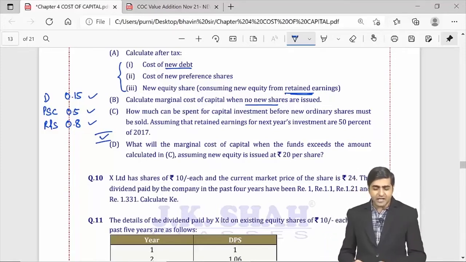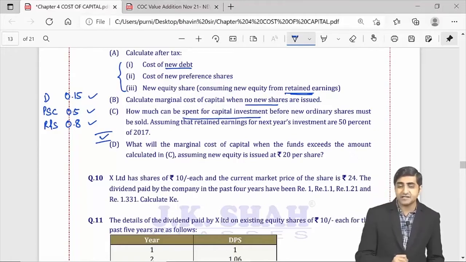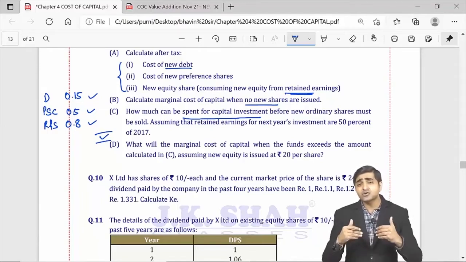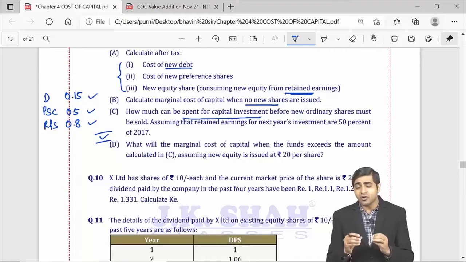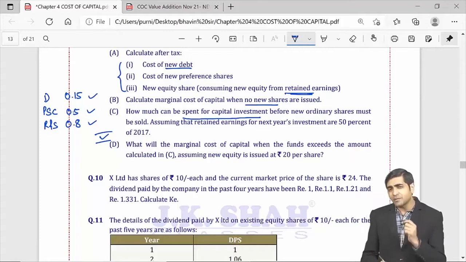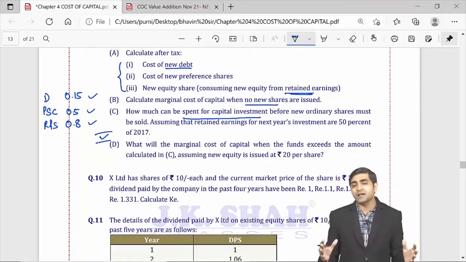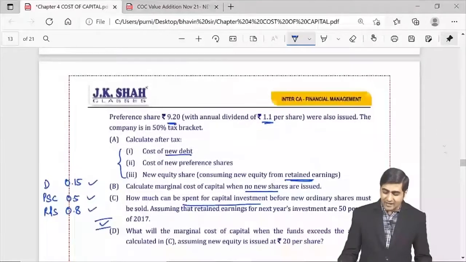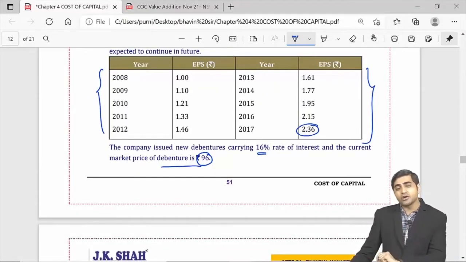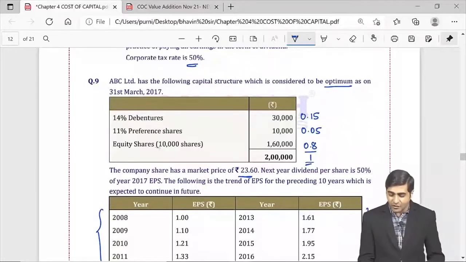Then my dear students, in your C part, you are required to calculate how much can be spent for capital investment. So guys, suppose we are just using retained earnings as a source for the purpose of expansion, and we are not going to issue any further new equity shares, then what will be the total capital investment which you can raise? Now very well you can see in this question, you have your EPS of 2.36 and 50% you are going to distribute by way of dividends. Your retention will be 1.18, which needs to be multiplied by the number of equity shares, that is 10,000.